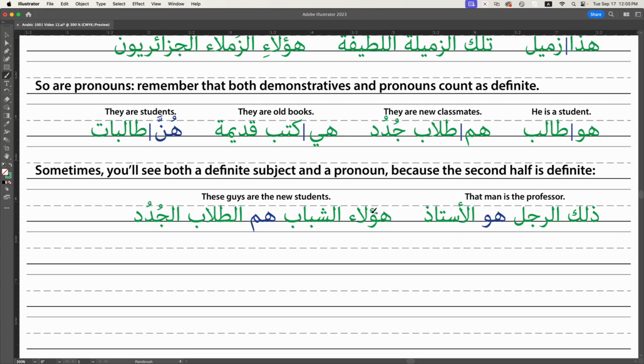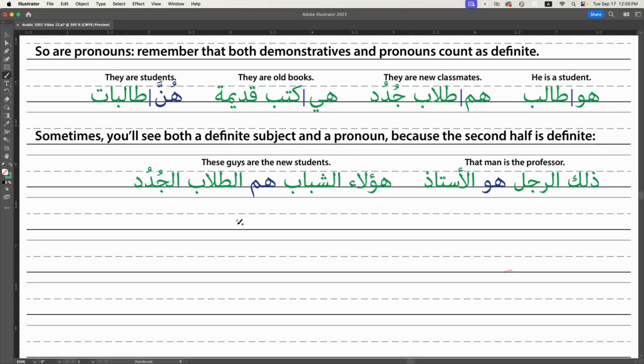We can make it human plural. We can say, هؤلاء الشباب, these young people, these guys. Hum, our human plural pronoun, because the second half of the sentence begins with alif lam. At-tulab al-judud, the new students. So the hum here is kind of serving as the is, am, are in this case. And I'll talk about this a little bit more in the next video as well, just to be perfectly clear about it. But I'm just giving this example here of when you'll see both a definite subject, a definite mubtada, and a pronoun.